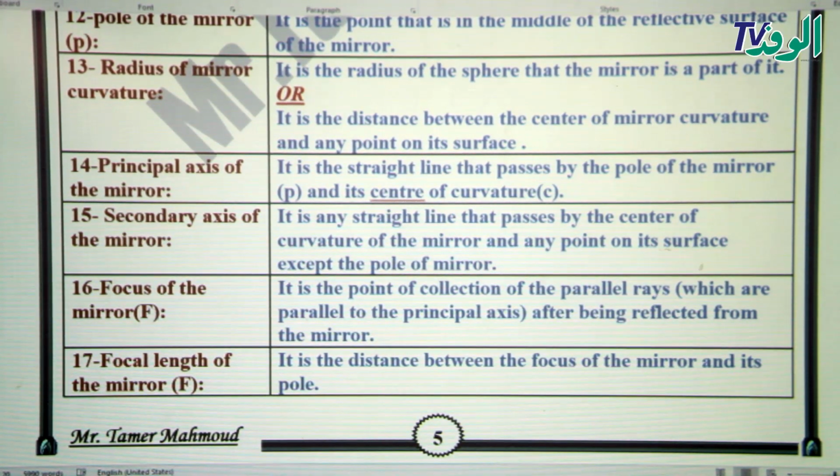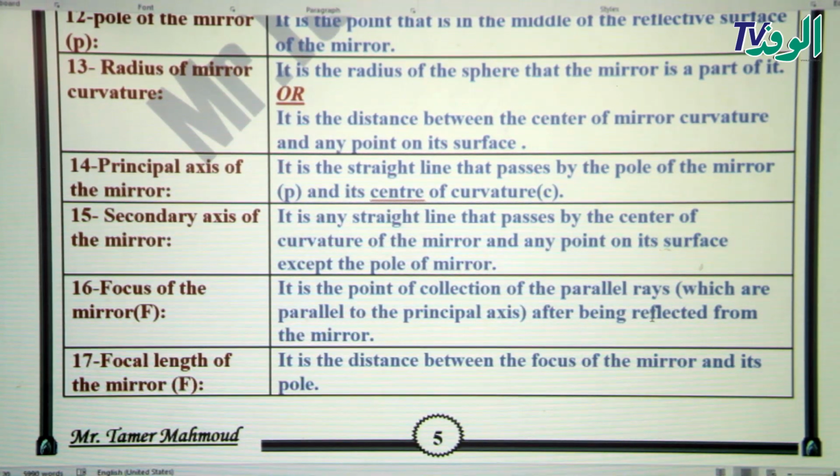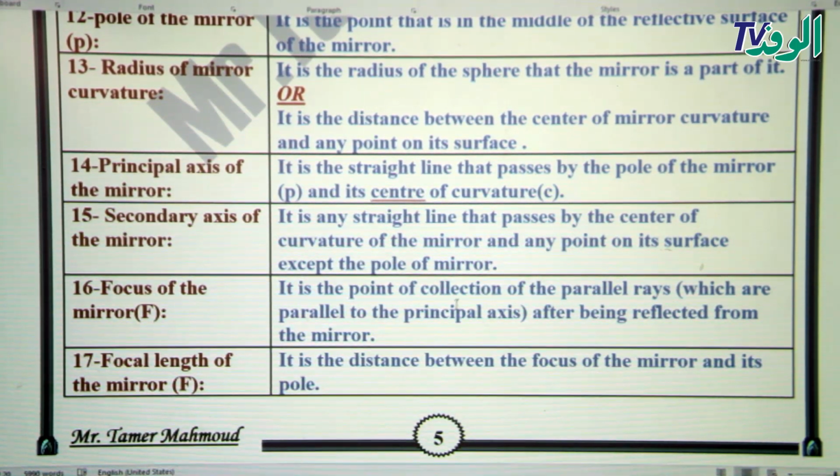Another definition, which is the focus of the mirror. What's meant by the focus? It is a point of collection of the parallel rays which are parallel to the principal axis after being reflected from the mirror. Again, it is a point of collection.